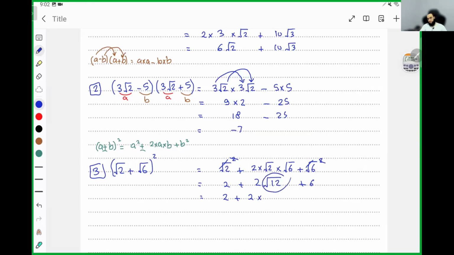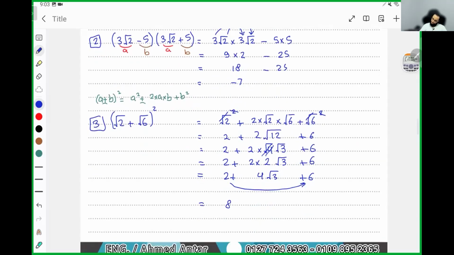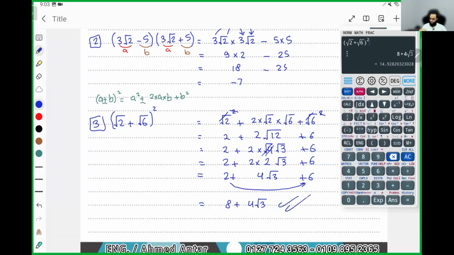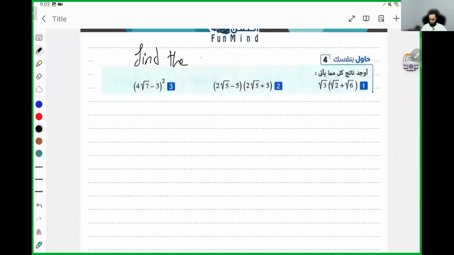And then I am going to decompose 12 into 4 times 3. Plus 6. Root 4 is 2, root 3 stays under. 2 plus 4 root 3 plus 6. You know 2 plus 6? 8. Then it's 8 plus 4 root 3. Let's check the calculator. Root 2 plus root 6 power of 2, and 8 plus 4 root 3. We are correct.